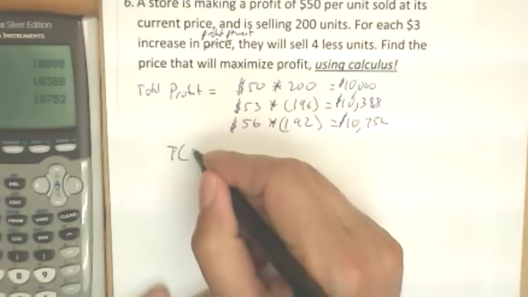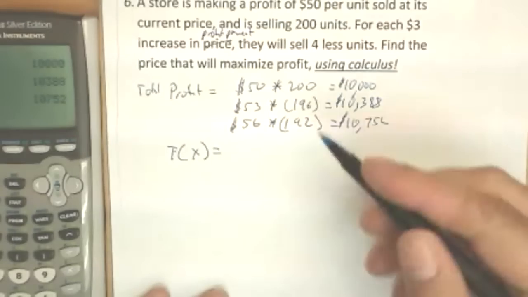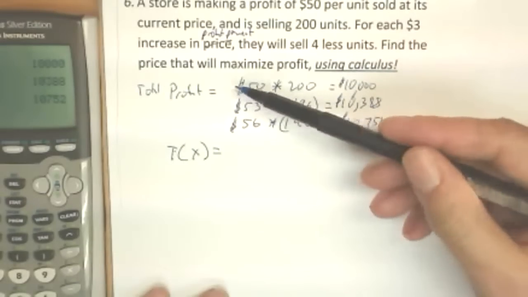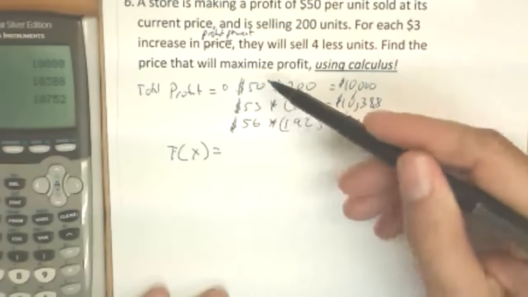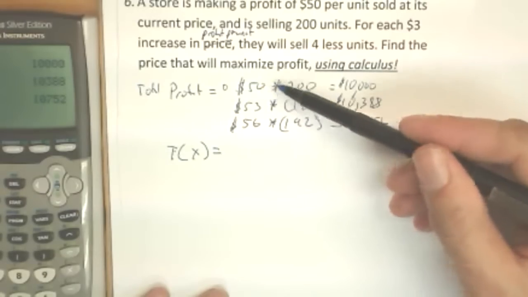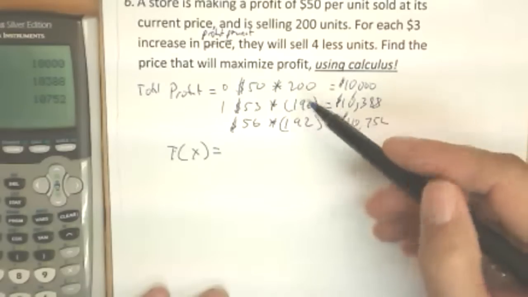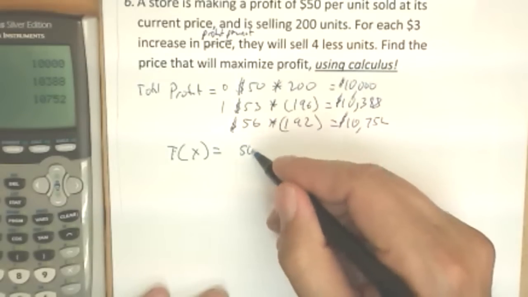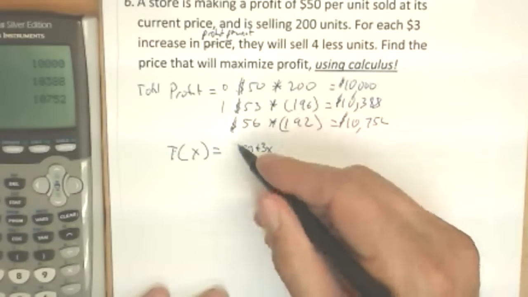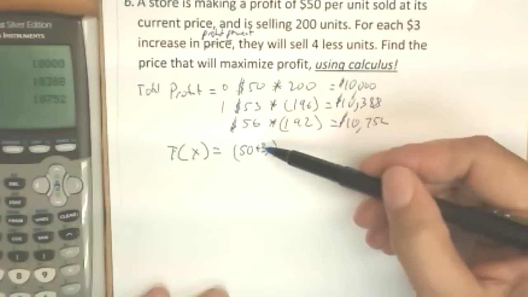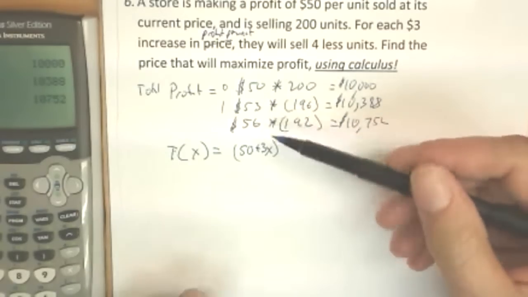Let's call it T of x. Well, it's very easy to see what's happening. When I did nothing, so my variable might be 0 here, we had 50 times 200. When my variable is 1, one of these increases, this went up by 3. So 50 plus 3x would model the price we're charging. The profit we're making, I guess, is a better way to say it.